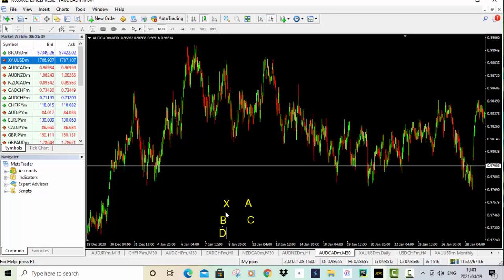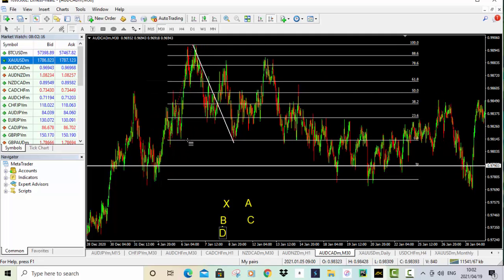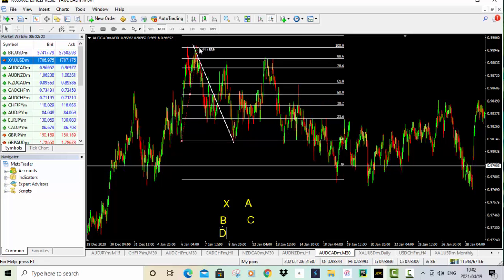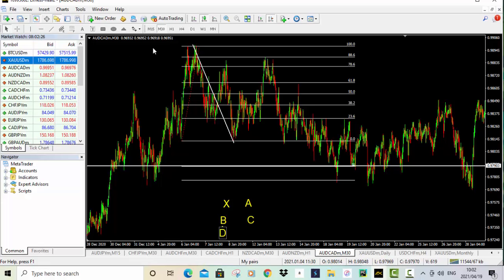So our X is basically our impulse leg. Now remember what I said about the requirements for the first leg. Basically this is going to be our first leg, this leg here, from there to there. That's our X to A. Once we've identified our X to A, you need to get your Fib tool and put it there. There's your X to A. Let me just bring it closer so that the fibs can line up there. Our X to A leg.